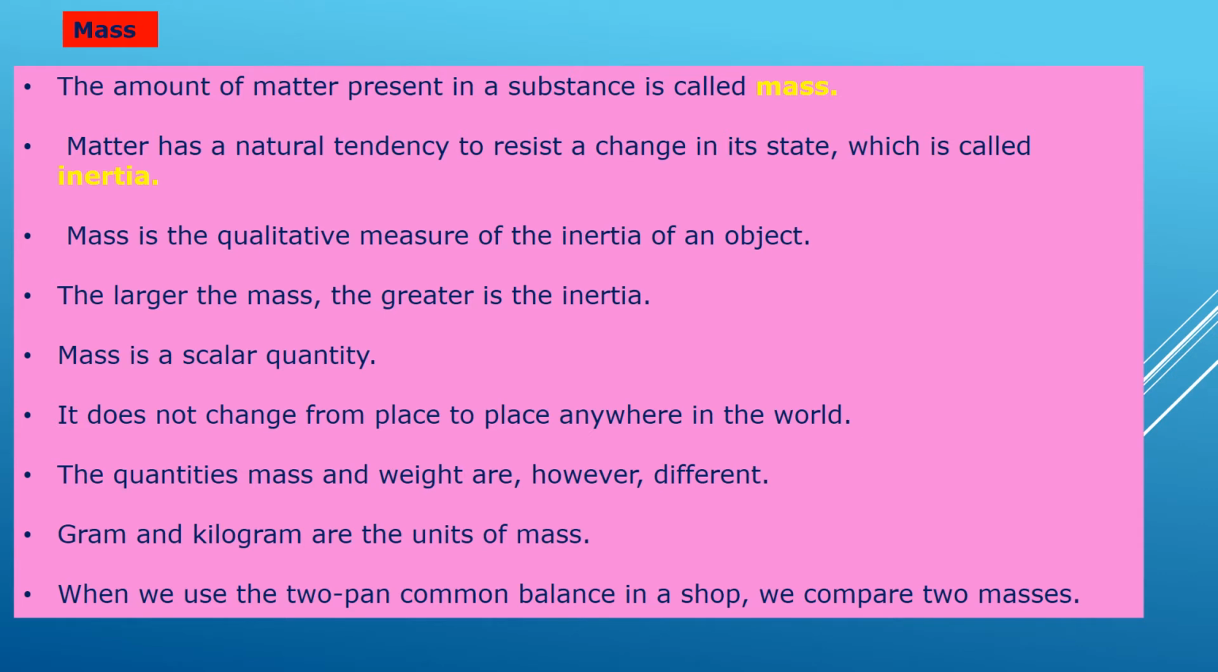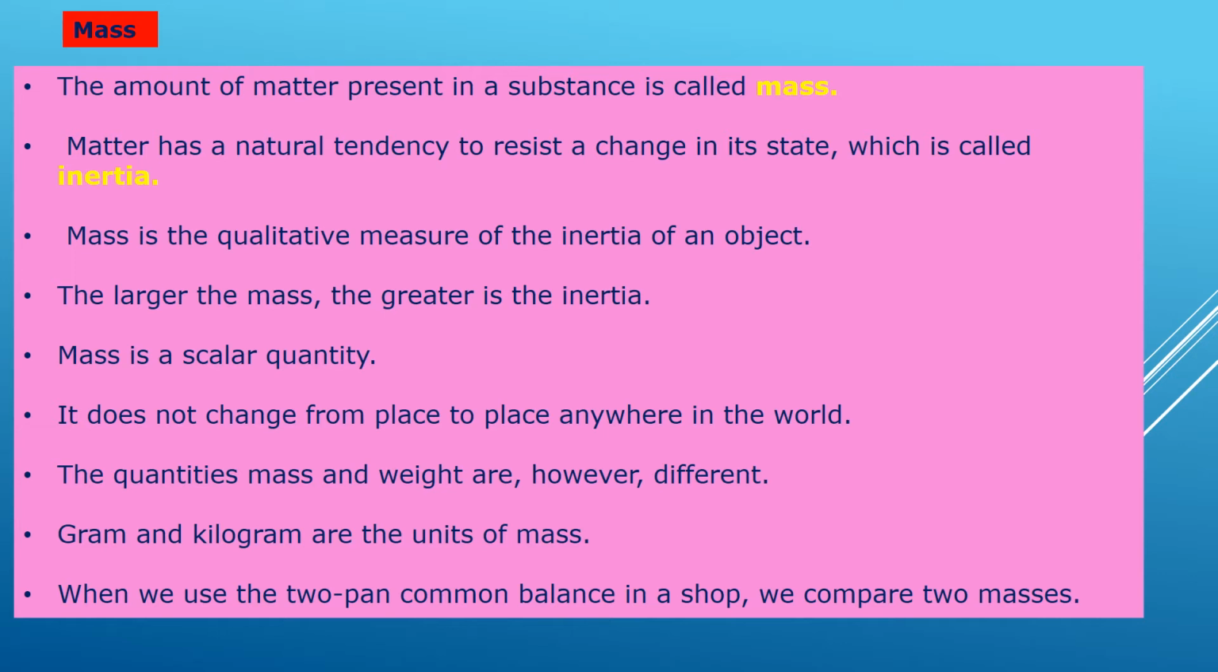Now mass. The amount of matter present in a substance is called its mass. Matter has a natural tendency to resist a change in its state, and that is called inertia. Mass is a quantitative measure of the inertia of an object. The larger the mass, the greater is the inertia. Mass is a scalar quantity. It does not change from place to place anywhere in the world.